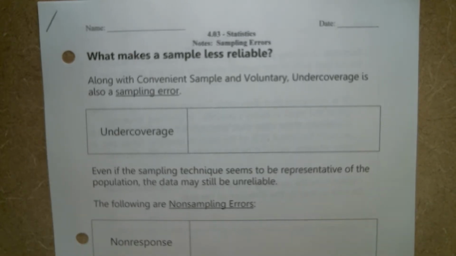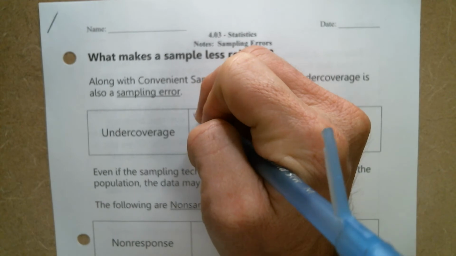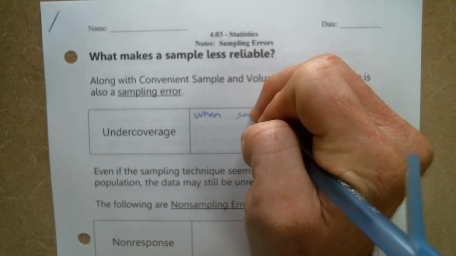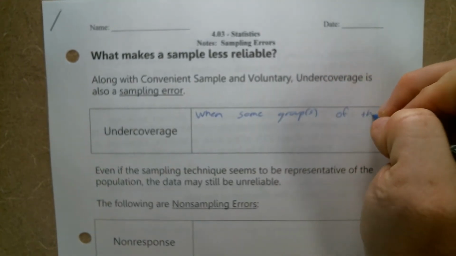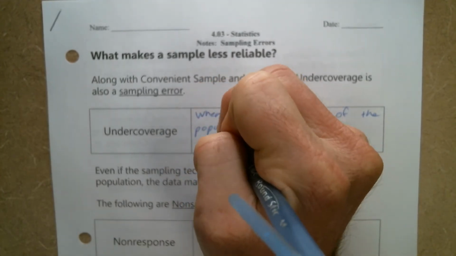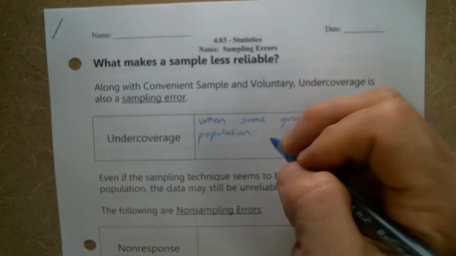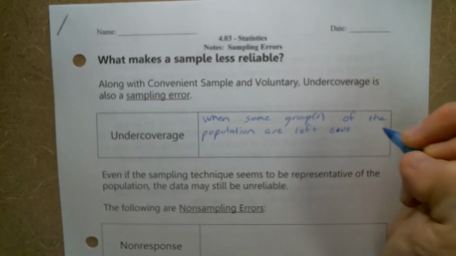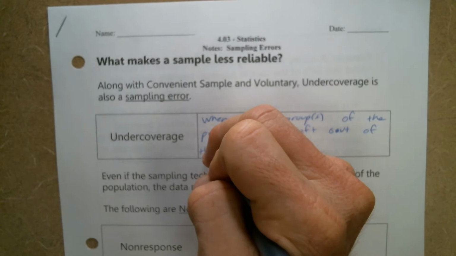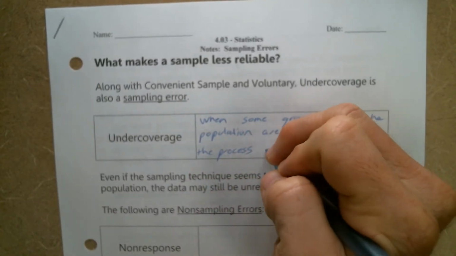All right, so along with the convenient sample and the voluntary response sample, undercoverage is also what is called a sampling error. We're going to talk about the difference between sampling and non-sampling errors in a second, but let's first talk about undercoverage. This is when some group, or it could be groups, of the population are left out of the process of choosing a sample.